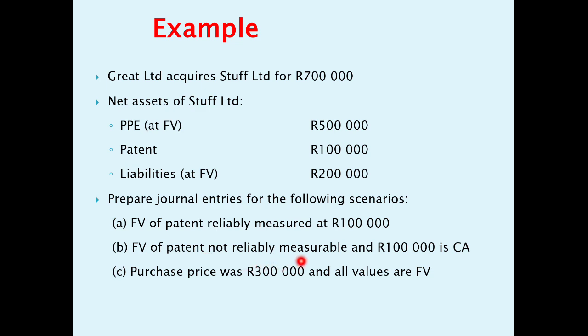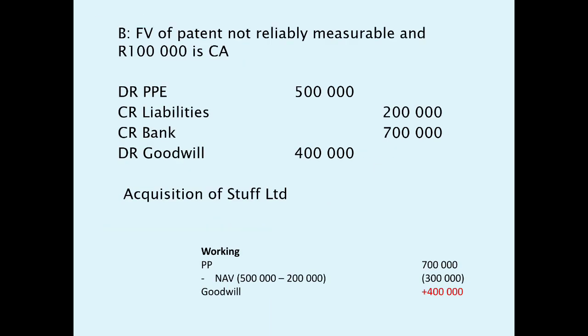Future value of the patent not reliably measured at 100,000, and the carrying value. I'm not going to lie, I think this is a mistake because they have no patents over here. So I think it's a mistake, but at the same time I don't think it's a mistake. Future value of the patent is not reliably measured, 100,000 is a carrying value. I genuinely feel like it's a mistake, but I don't know why they did this. If the patent doesn't have a future value but it has a carrying value, I assume you use the carrying value over here, but I don't know.